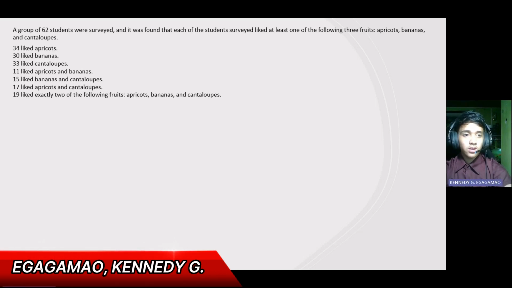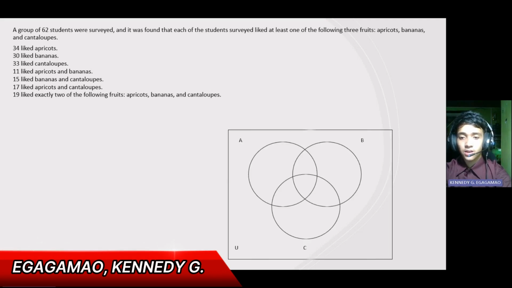A group of 62 students were surveyed, and it was found that each of the students surveyed liked at least one of the following 3 fruits: apricots, bananas, and cantaloupes. So we have 34 like apricots, 30 like bananas, 33 like cantaloupes, 11 like apricots and bananas, 15 like bananas and cantaloupes, 17 like apricots and cantaloupes, and 19 like exactly 2 of the following fruits: apricots, bananas, and cantaloupes. So we have the Venn diagram.